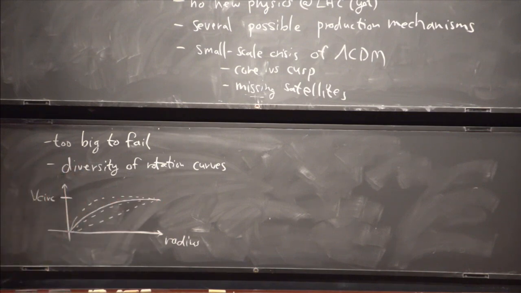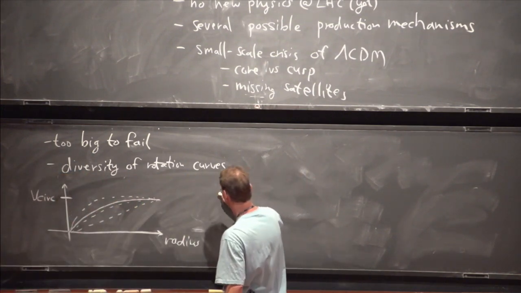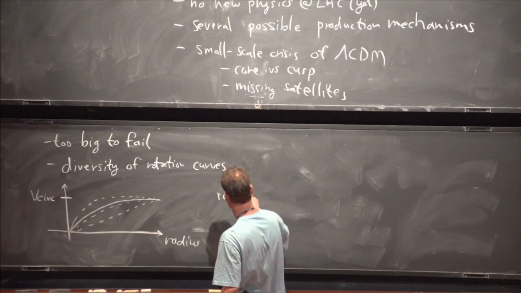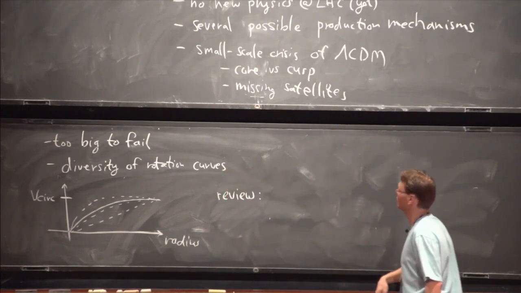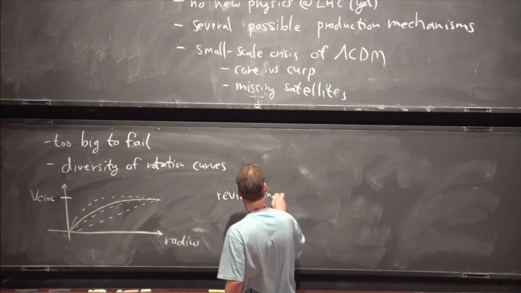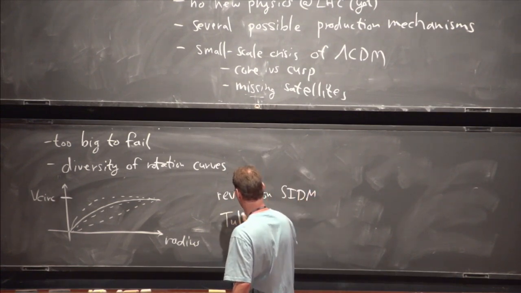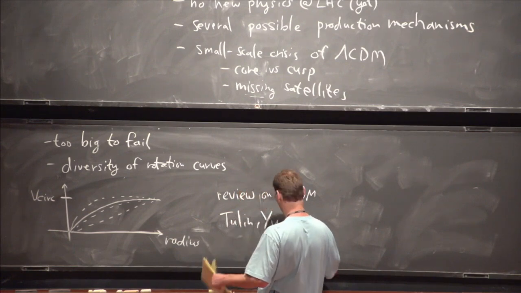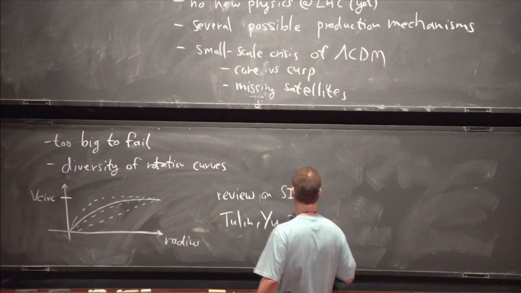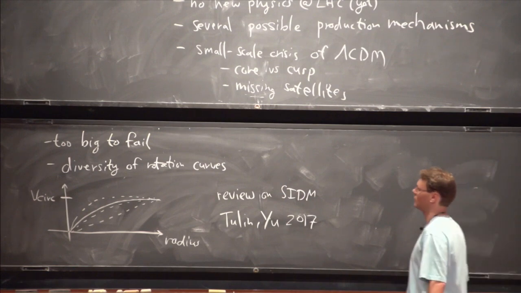If you want to know more about this, it was actually pointed out pretty recently. There's a very nice review on SIDM, self-interacting dark matter, to explain some of these issues by Tulin and Yu. It's from 2017, so it's pretty recent. It summarizes all these various issues and how self-interacting dark matter may or may not explain some of these things.